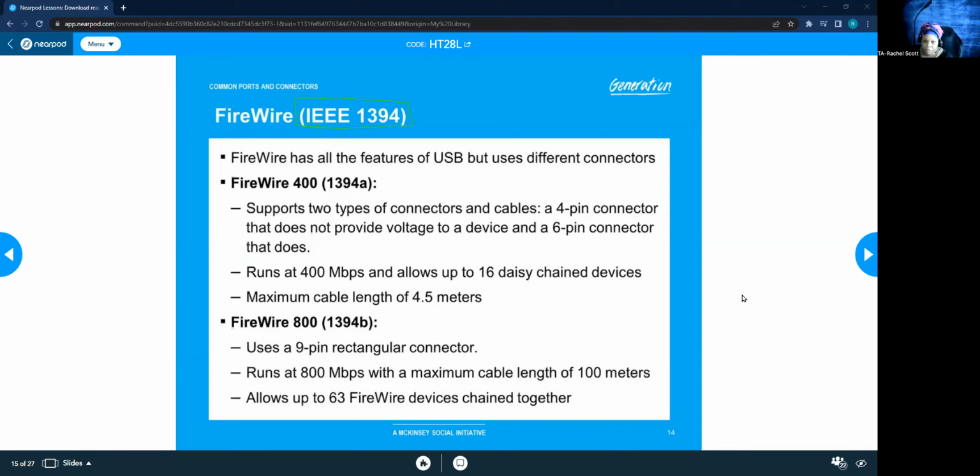Thank you very much. Welcome. So the takeaway is knowing that IEEE 1394 basically is a standard for this cable, and there's 2 versions, an A and a B, and noticing the 400 megabits per second and the cable length for A, and for B it's 800 megabits per second, maximum length of 100 meters.